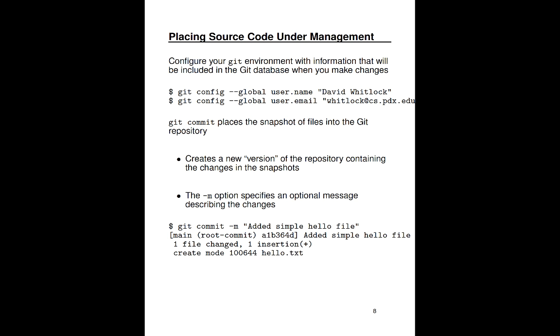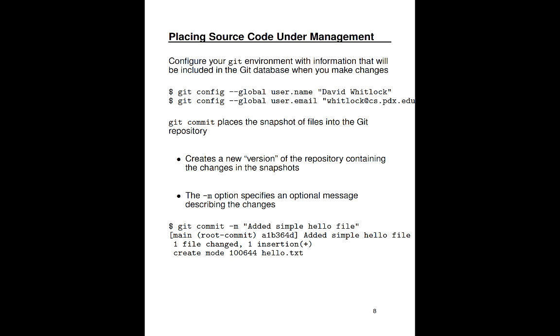Once the files have been staged and you're ready to put them fully into the Git repository, use the git commit command. What git commit does is it creates a new version of the repository that contains everything that was in there, plus the changes that you had staged. They're in those latest snapshots.